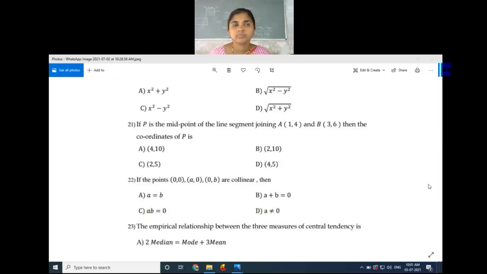(x1 + x2)/2 and (y1 + y2)/2. Yes, P(x, y) is equal to ((x1 + x2)/2, (y1 + y2)/2). So here 1 is x1, 4 is y1, 3 is x2, 6 is y2. Just substitute the values in the formula and you will get the option. Which option is right, Bhuvana? Option C. Yes, option C is the right answer.